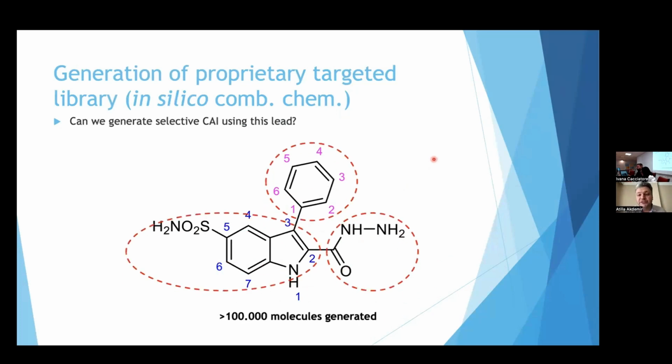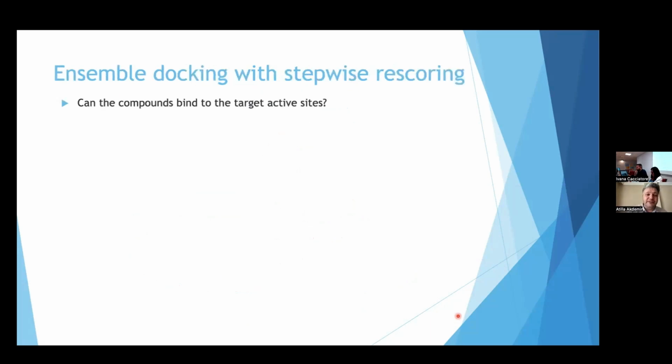I can't discuss that in detail now, unfortunately, because we hope to be able to patent these kinds of compounds. But what we did is these three regions, which are basically the entire molecule, of course, were changed according to our in silico studies, and also the sulfonamide was allowed to change its position. And using these in silico combinatorial chemical approaches, we generated a targeted library of potential selective carbonic anhydrase inhibitors containing more than 100,000 molecules. And this targeted library was then fed into our in silico screening procedures to try to obtain selective ligands.